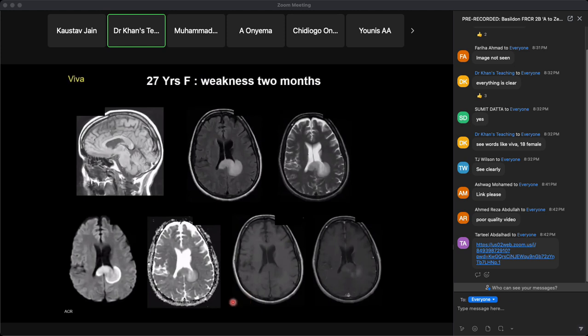Okay, so what is your differential? The differential for this that's crossing the midline would be a high-grade glioblastoma multiforme. It could present like this in a 27-year-old. Anything else in the differential in the tumor world?